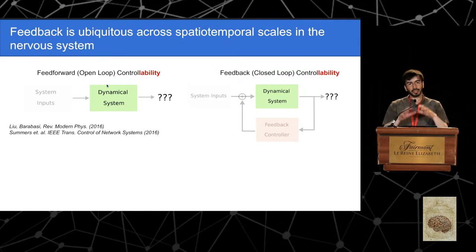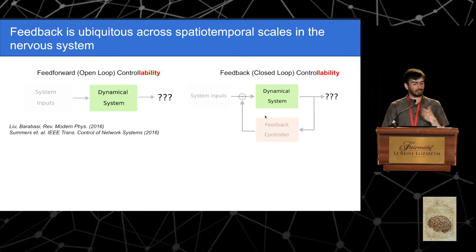Again, we can separate controllability into these two classes. One is feed-forward or open-loop controllability, which is essentially asking, how much energy do I need to put into these system inputs in order to drive a certain level of variance or to drive the state space of this dynamical system through a certain volume? On the other hand, feedback or closed-loop controllability is essentially asking, how well can a feedback controller take the observed dynamics and use partial observations in order to synthesize a regulation signal?